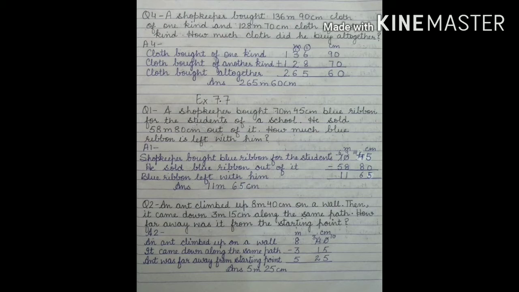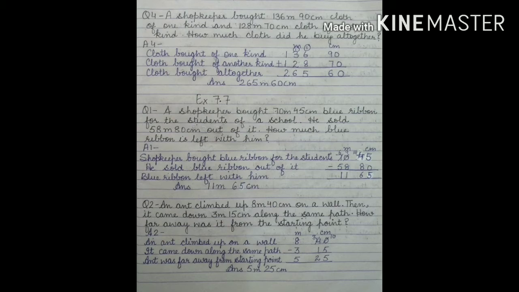In this question, students, a shopkeeper was there and he bought 70 meter 45 centimeter long ribbon for the students of a school. And from this ribbon, which is 70 meter 45 centimeter, he sold 58 meter 80 centimeter. Now we have to find how much ribbon is left with the shopkeeper.